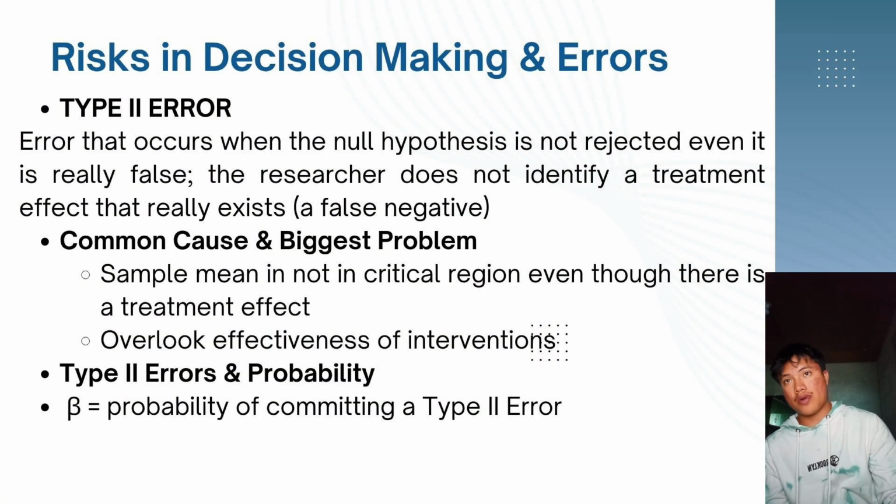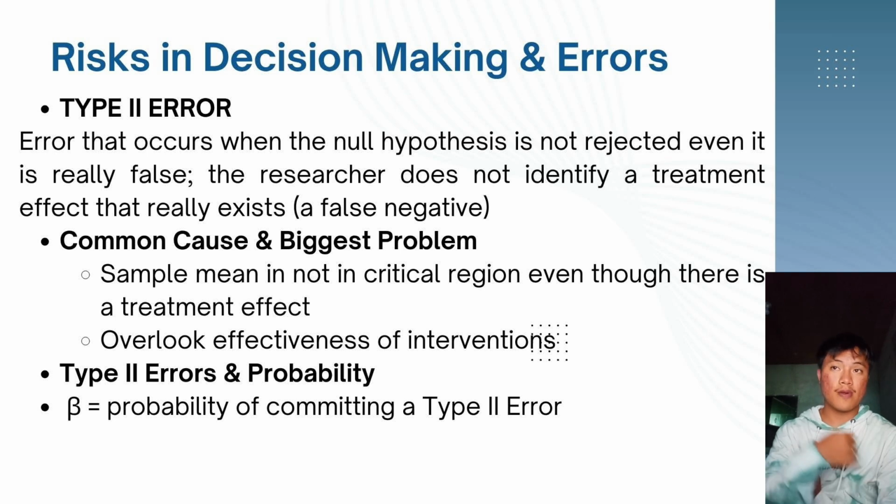So type 2 error: an error that occurs when the null hypothesis is not rejected, even though it is really false. The researcher does not identify a treatment effect that really exists, or a false negative. Common cause and biggest problem: the sample mean is not in the critical region, even though there is a treatment effect. This overlooks the effectiveness of interventions. Type 2 errors and probability: beta equals the probability of committing a type 2 error.